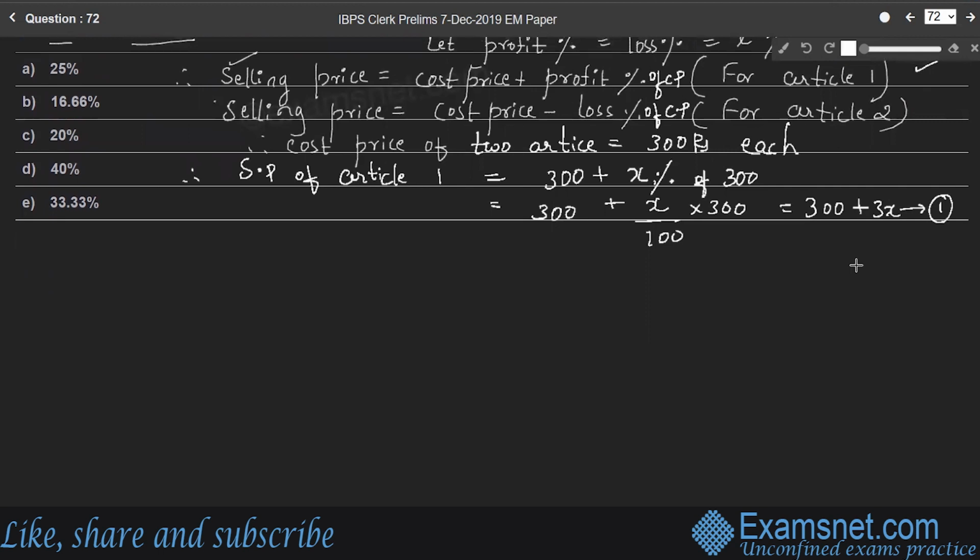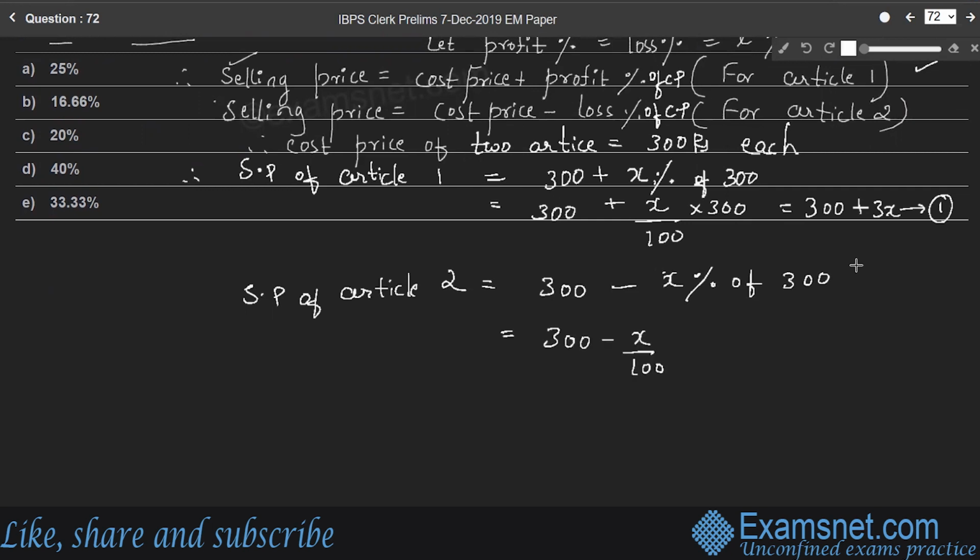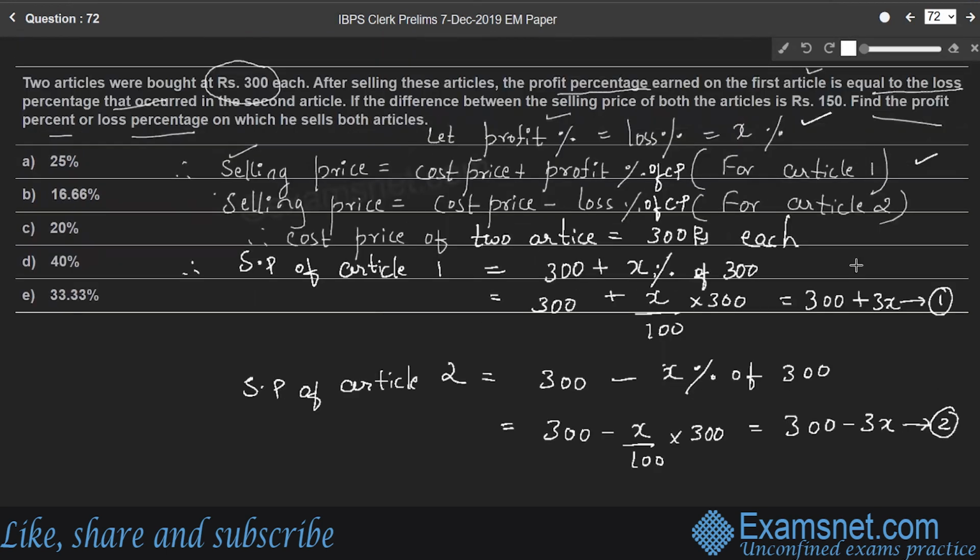Whereas the selling price of article 2 is equal to cost price 300 minus loss percentage, which is x percent of cost price. That is x percent of 300. So 300 minus x by 100 into 300, which is 300 minus 3x. Consider this as equation 2. Come back to the question. Here, the difference between the selling prices of both the articles is 150 rupees.